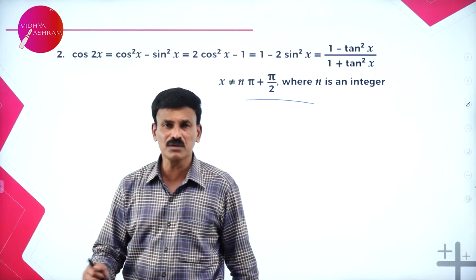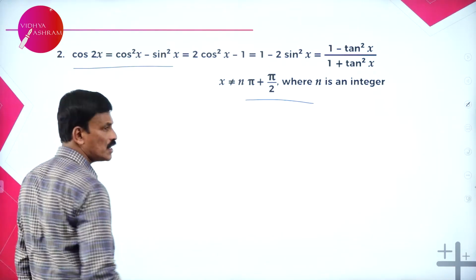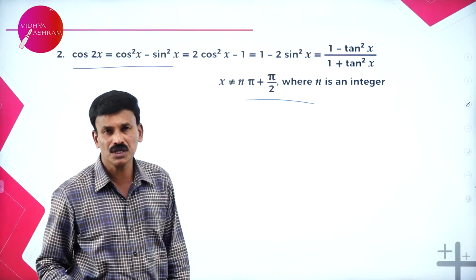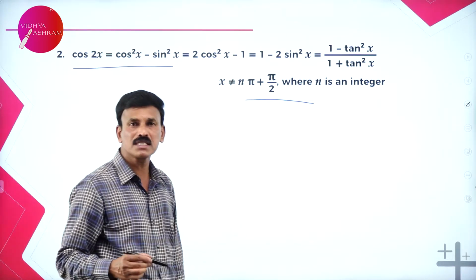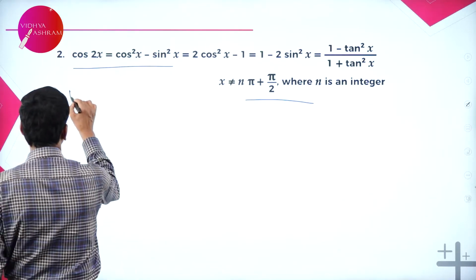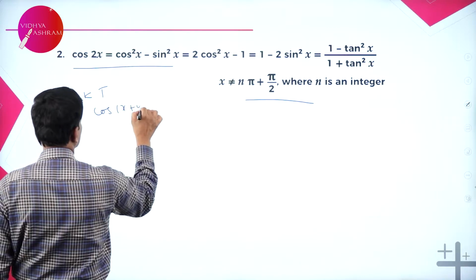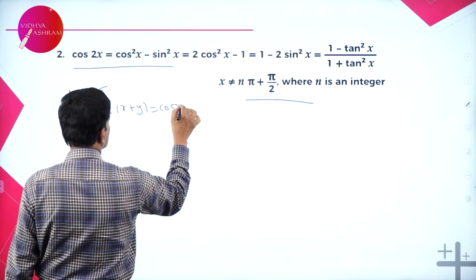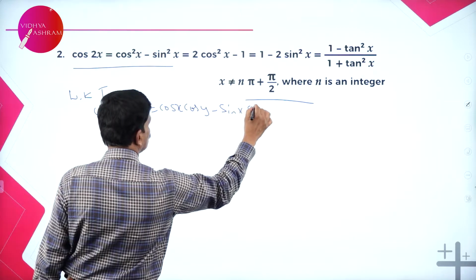Now let us take one by one. Let us come to the first part. Now to prove this, cos 2x is equal to cos square x minus sin square x. Okay. Now let us take the cos a plus b formula. We know that cos of x plus y is equal to cos x cos y minus sin x into sin y.